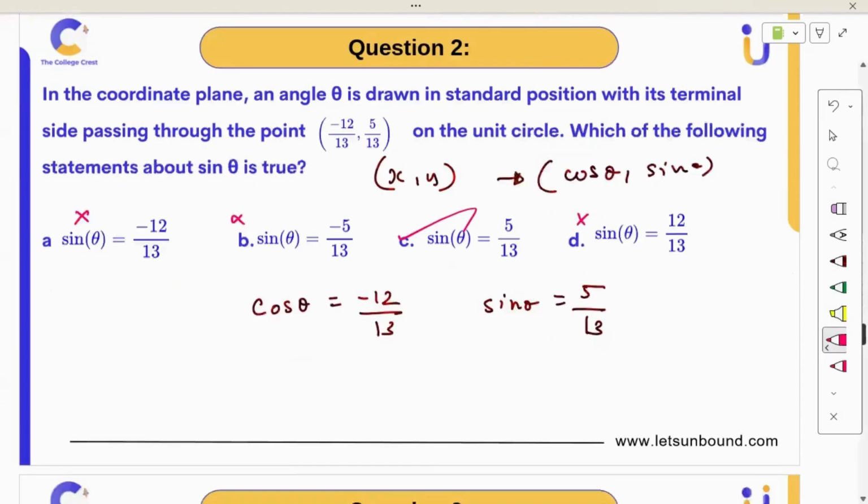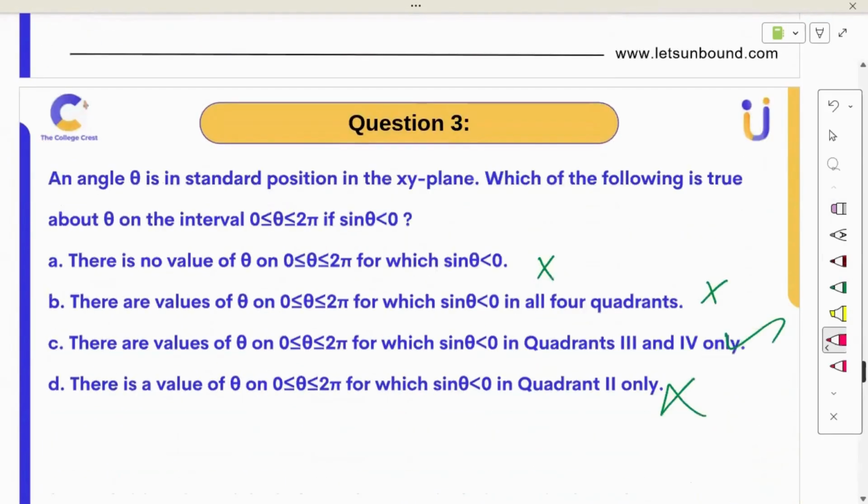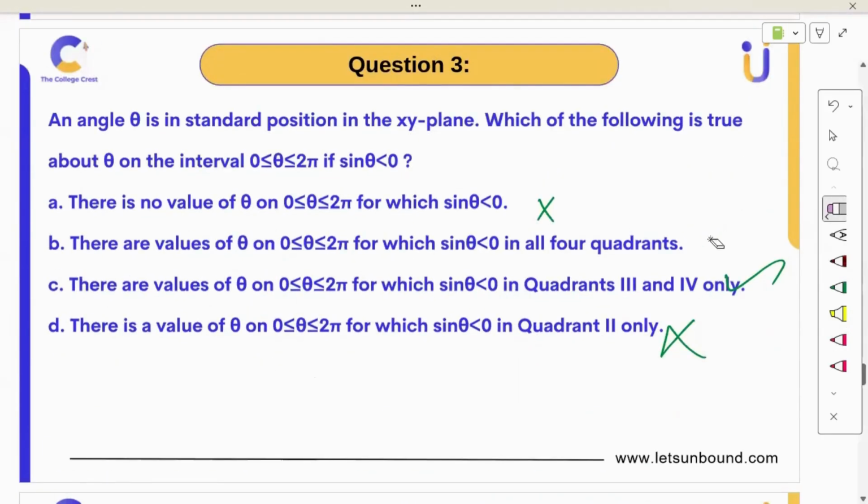And we are moving to the third question. Here we see an angle theta is in standard position in the xy plane. Which of the following is true about theta on the interval 0 to 2 pi if sine theta is less than 0? So where is sine theta less than 0? First let's understand the question. So we are focusing on one complete rotation, 0 to 2 pi means. And sine theta to be negative means. Let me do like this.